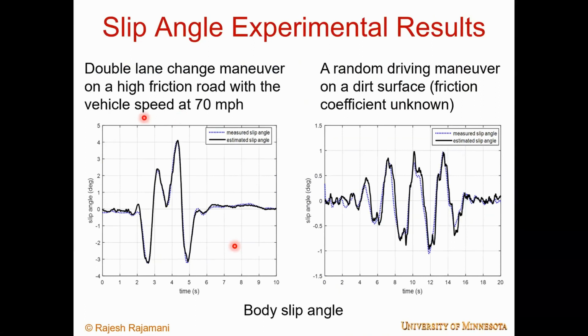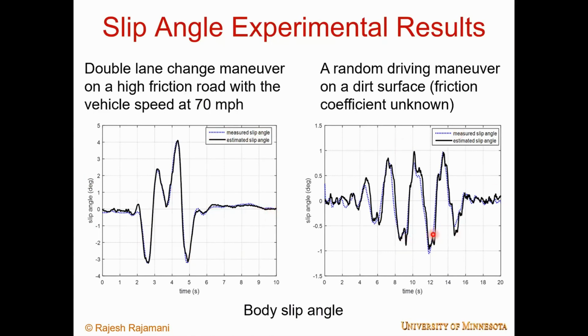The first result that you see here on the left hand side is a double lane change maneuver on a dry road, basically regular asphalt pavement, at 70 miles per hour. Slip angle is estimated by us using an inexpensive accelerometer and an inexpensive gyroscope. Our estimates are shown in black, and in blue is the reference slip angle, and you can see that our estimates match quite well with the reference values.